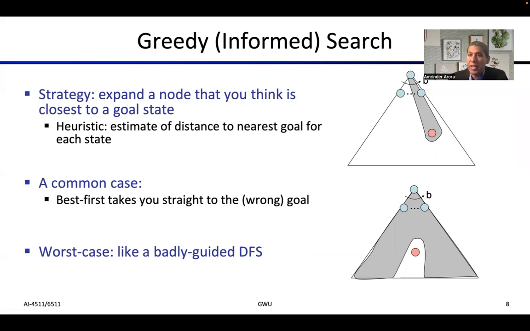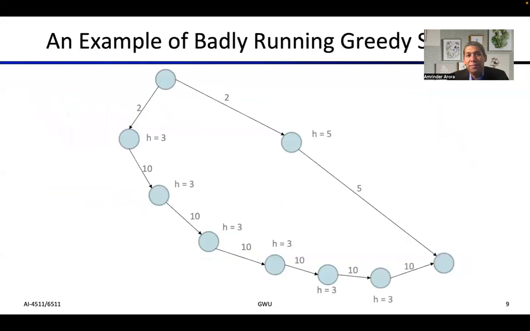This is not UCS anymore. We're trying to use a greedy search, and this may find a long path. So in that sense, it might act like a badly guided DFS. It's like a DFS, except it's going away from the goal. Eventually, it'll still hit the goal, but it's just going away from it, right? So that's a greedy search here.